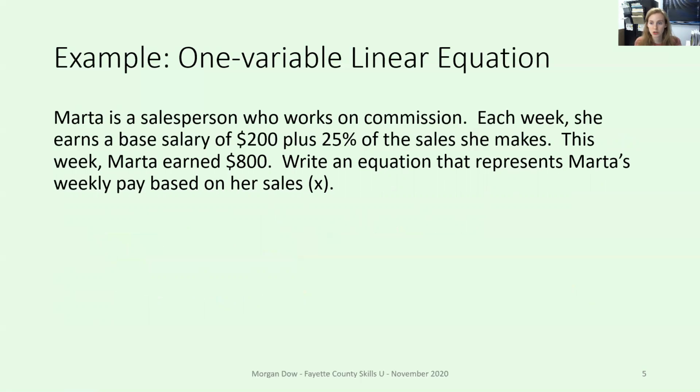Okay, so now let's take the same situation, but look at it in terms of a one variable linear equation. So Marta is a salesperson who works on commission. Each week she earns a base salary of 200 plus 25% of the sales she makes. This week, Marta earned 800. Write an equation that represents Marta's weekly pay based on her sales. Well, let's first think about that original equation we made. So we said y equals 0.25x plus 200. This is describing that relationship between sales and earnings. But now we have an extra piece of information here. We know that we are talking about a specific output. Marta earned $800. So that means we can replace y with 800.